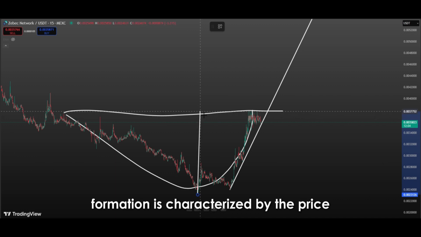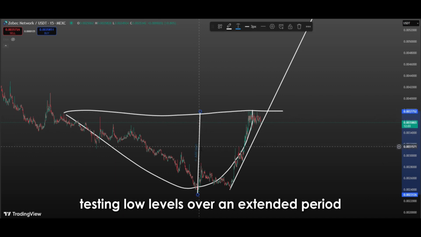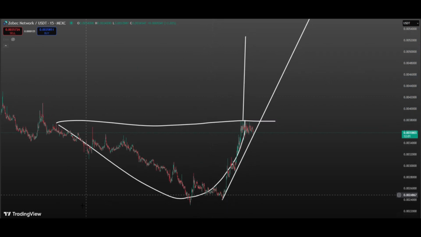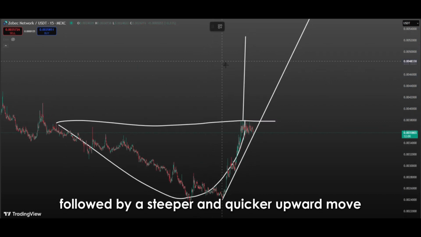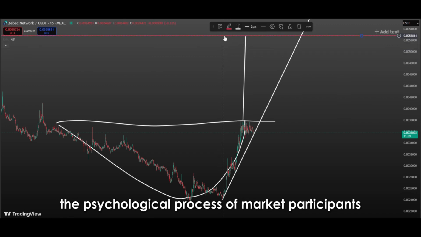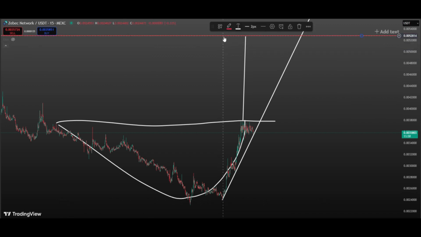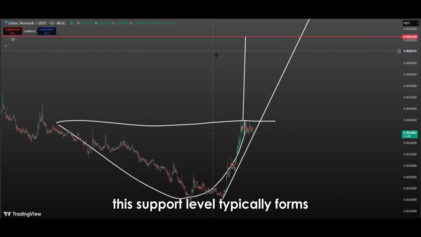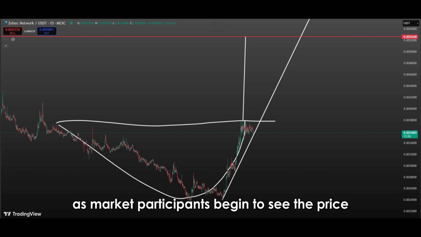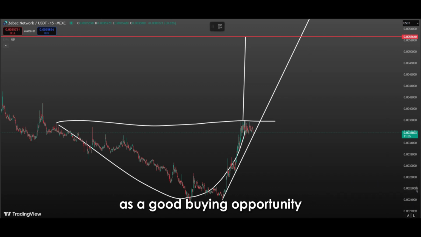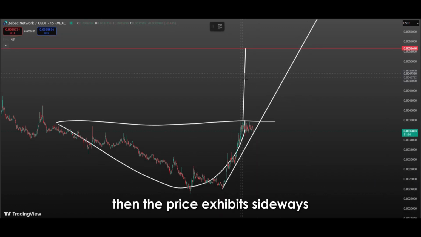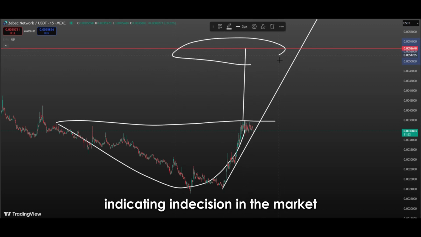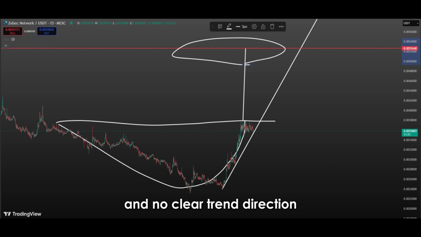The cup formation is characterized by the price testing low levels over an extended period through sideways and slightly volatile movements, followed by a steeper and quicker upward move. The formation reflects the psychological process of market participants. Initially, the price declines to a certain level and finds lasting support there. This support level typically forms as market participants begin to see the price as a good buying opportunity. Then, the price exhibits sideways and slightly choppy behavior, indicating indecision in the market and no clear trend direction.